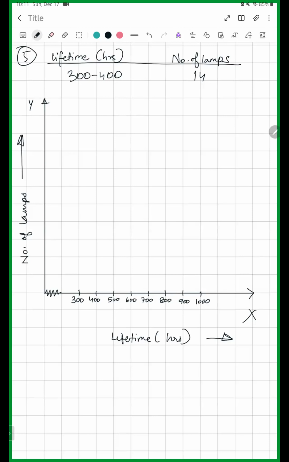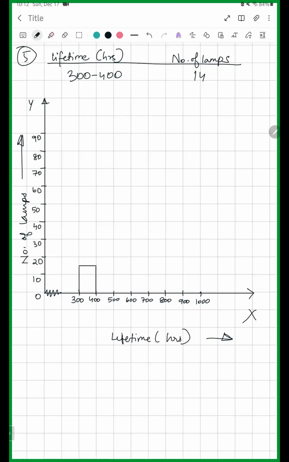So from 300 to 400, now we need to decide how to mark the data on the y-axis. The smallest number given in the frequency, which is the number of lamps, is 14. And the highest number is 86. So we can make it from 0, then 10, and so on, because 14 and 86 is quite a big interval. So 30, 40, 50, 60, 70, 80, and 90. So between 300 to 400 hours, you have 14 lamps. So it's going to be somewhere around here. Please start making this graph.